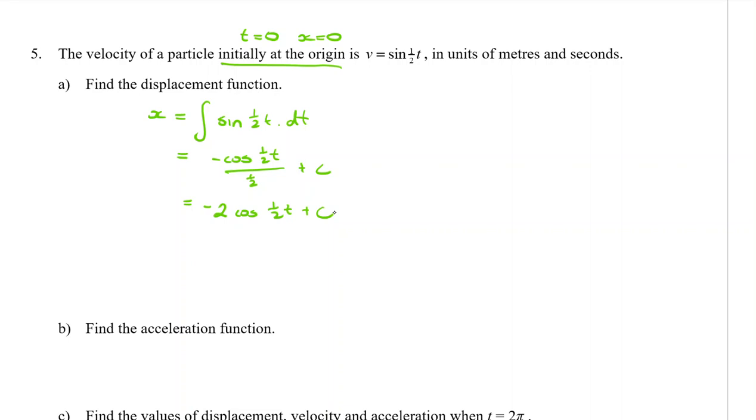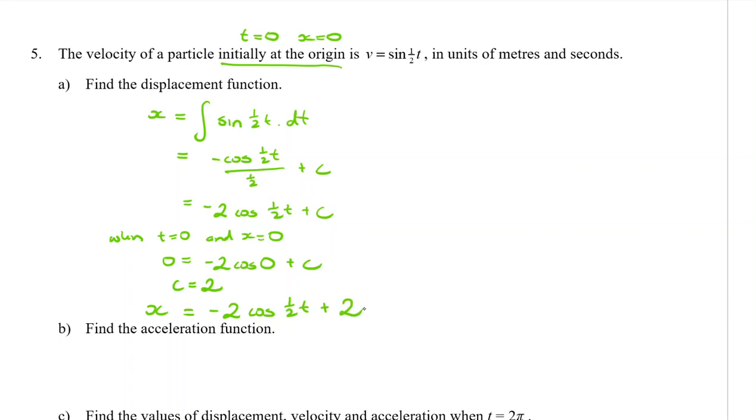Okay, we have information to sub in. That was t is 0 and x is 0. So let's sub it in. We would get 0 equals minus 2 cos of half times 0 is just 0, plus c. What's cos of 0? 1. So we've got negative 2 here. Move the negative 2 across and it becomes a positive 2. And our displacement equation is x equals negative 2 cos of half t plus 2.